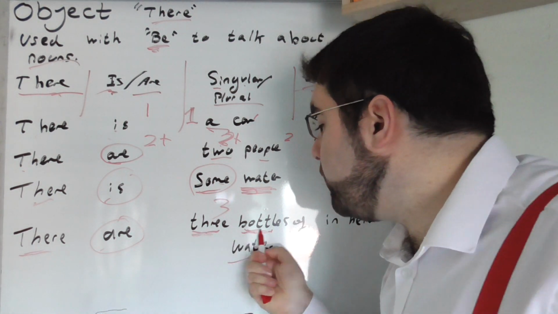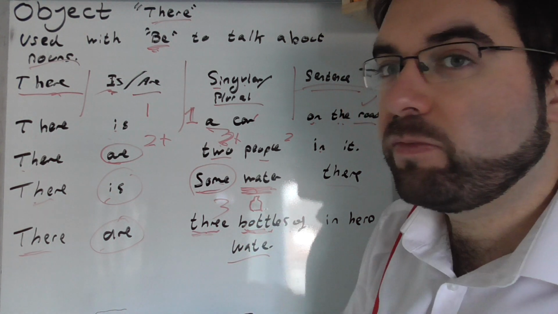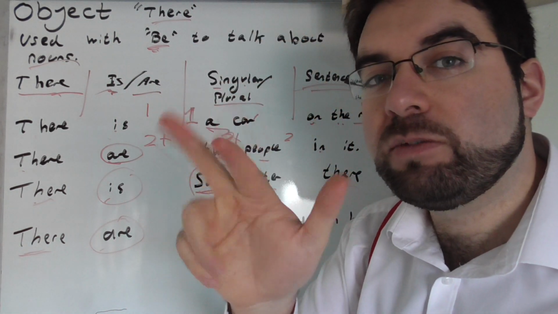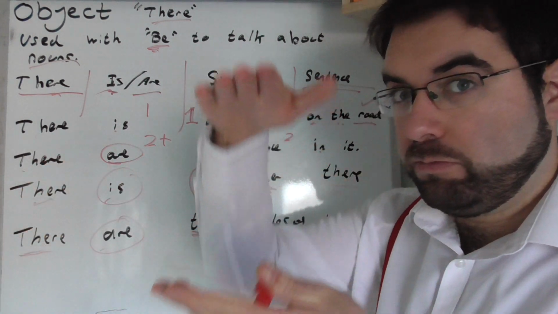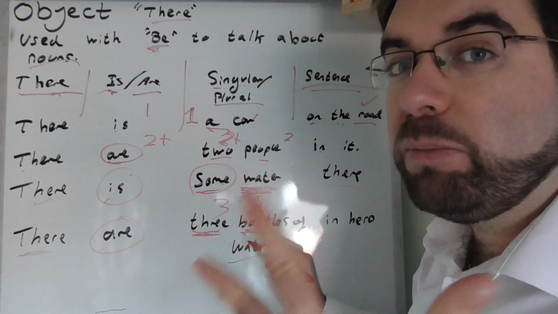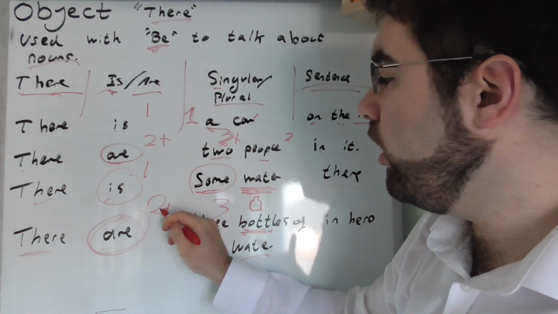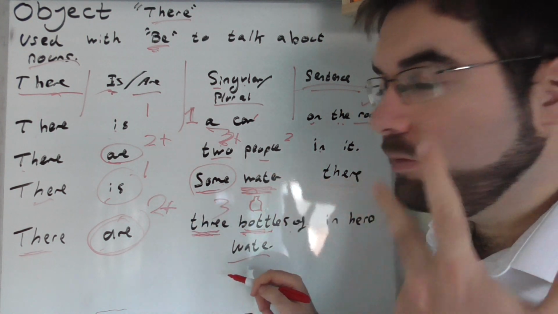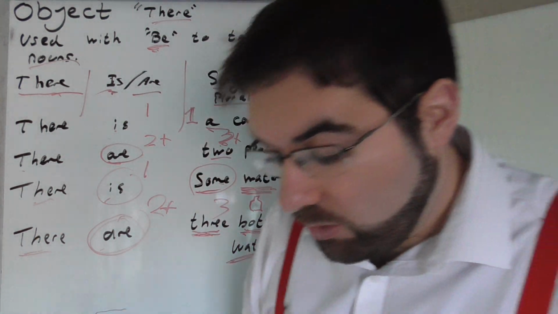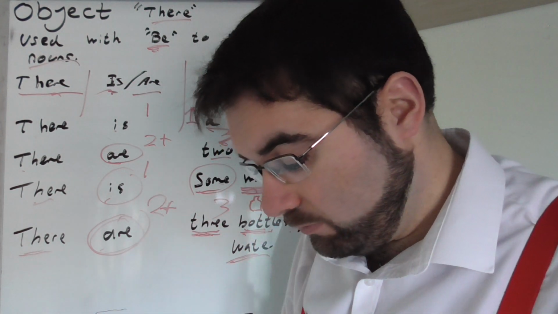There are 3 bottles of water. And it's the bottles we're counting. There are 3 bottles. Are for plural. Is for singular. There are 3 bottles of water in here. Very good.